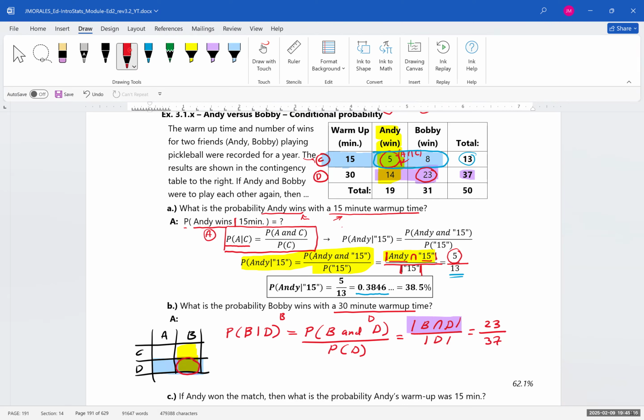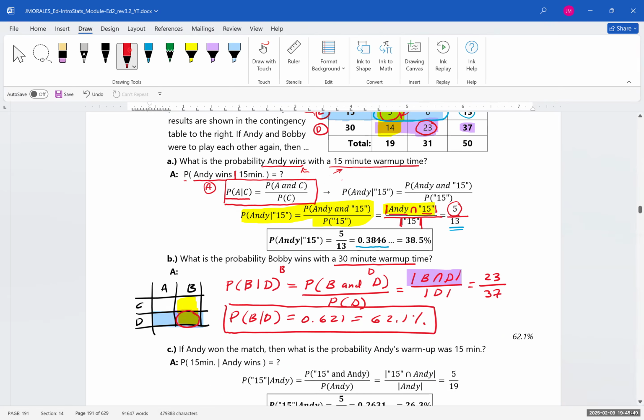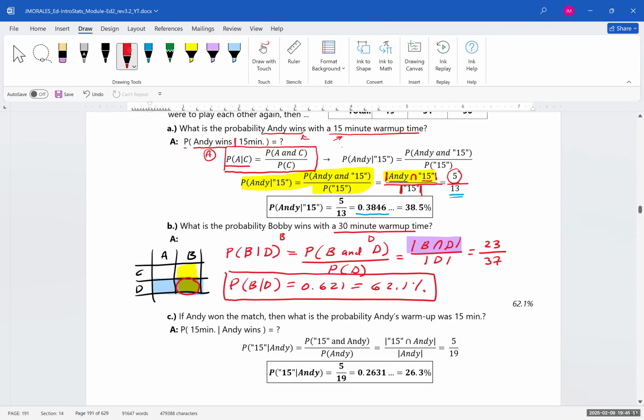And so 23 divided by 37 gives us 0.621, or 62.1%. So the probability that Bobby wins given a 30-minute warm-up is 62%. So if Bobby's going to play pickleball, he should warm up for 30 minutes before playing a game. All right, let's move on down to part C.